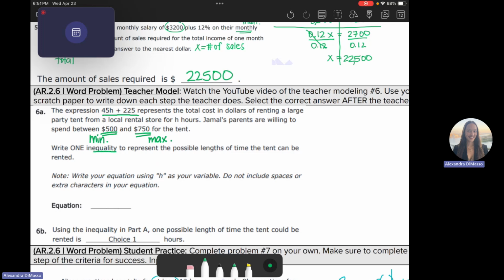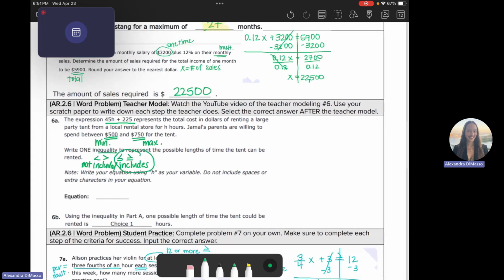And remember, an inequality means you're going to have either a less than or greater than symbol, or a less than or equal to, greater than or equal to. So if you've got the little lines underneath, that means equal to, that means includes. And if it doesn't have that little line, then it is not included. So in my problem here, they're spending between $500 and $750. Jamal's parents are willing to actually pay the $500, so that's going to include the $500 and include the $750. So I want to make sure I'm using the ones with the little equal sign underneath the inequality.